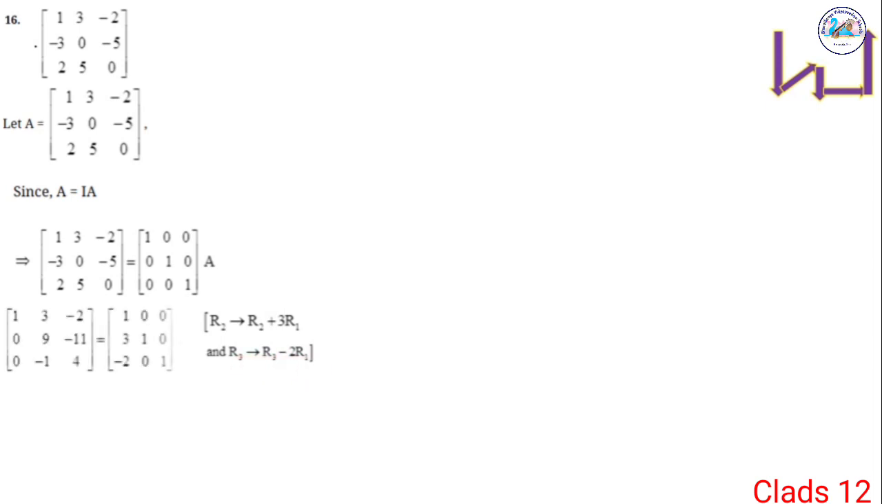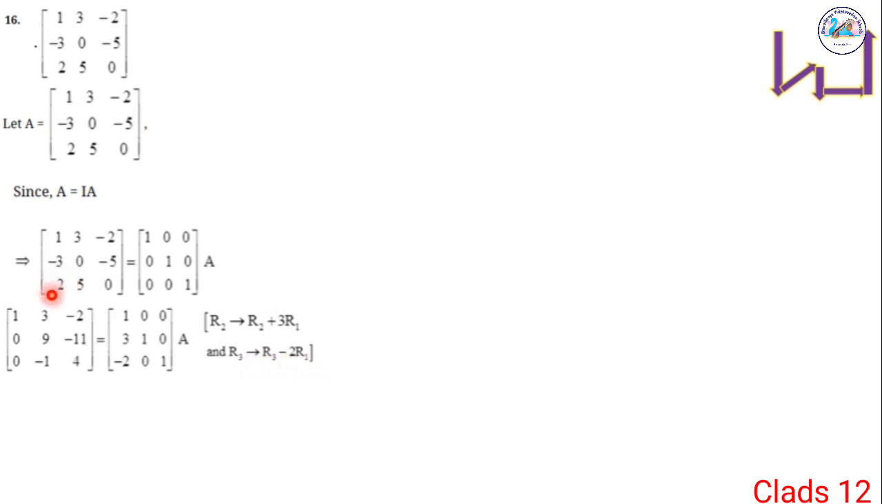After doing the transformation, R1 is not mentioned here, so R1 remains the same, 1 3 minus 2, as before. Now R2 is changing, R2 plus 3R1. That is minus 3 plus 3 into 1, minus 3 plus 3, that becomes 0. Next, 0 plus 3 into 3 is 9. Next, the R2 element is minus 5 plus 3 into minus 2, that is minus 5 minus 6, that becomes minus 11.